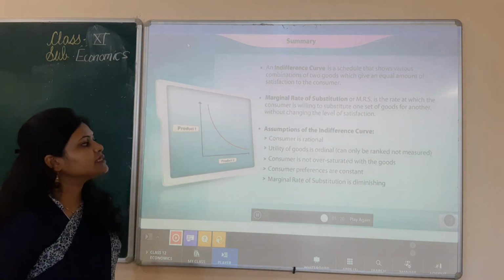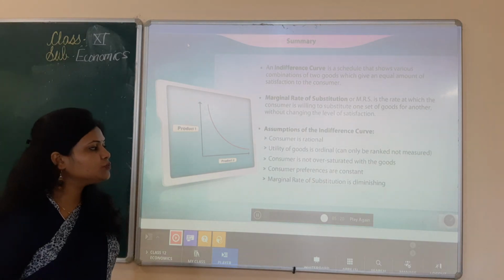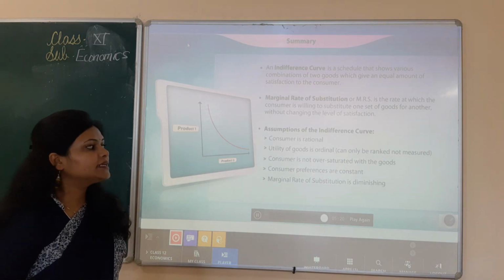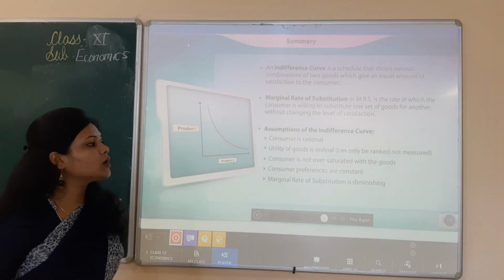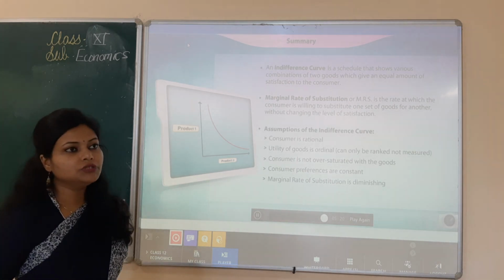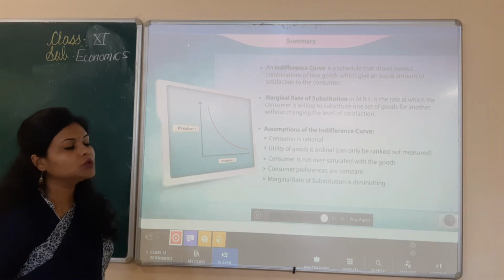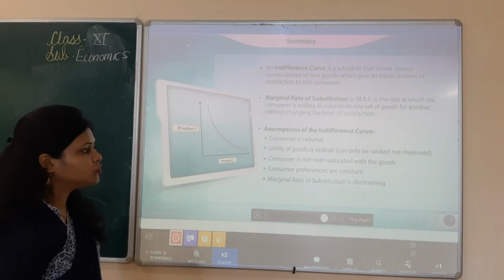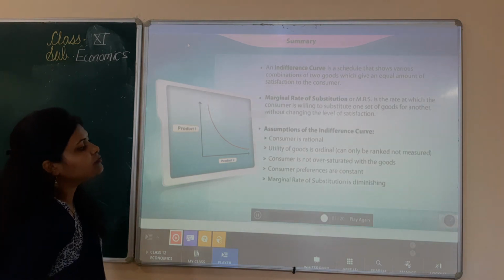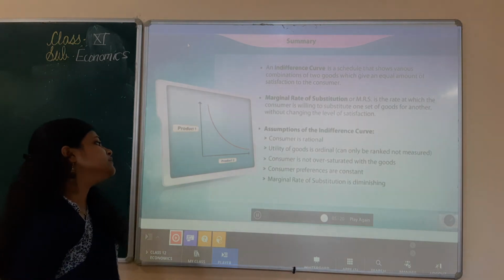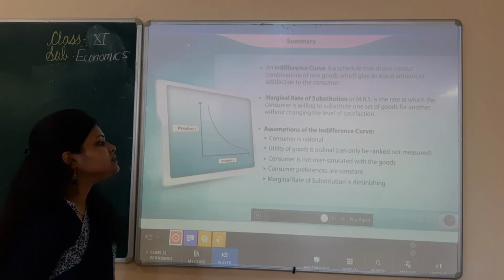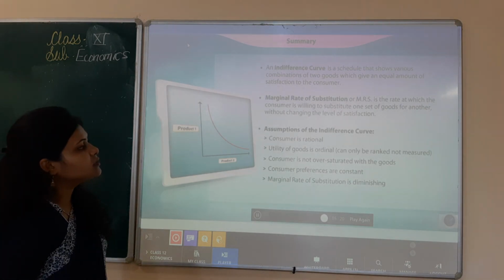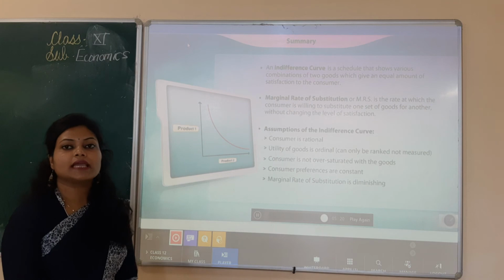Utility can only be ranked, not measured. So what we are studying here is the concept of ordinal utility, not cardinal utility. Next, it is saying the consumer is not oversaturated with the goods. Fourth, it is saying consumer preferences are constant. Fifth, it is saying the marginal rate of substitution is diminishing. So these are the conditions which exist in this indifference curve theory, and only then are all these concepts implemented.